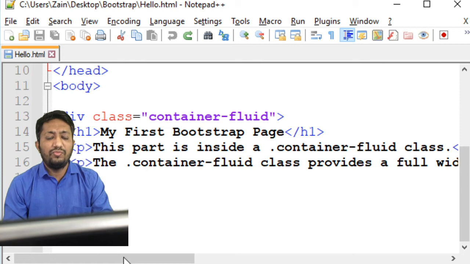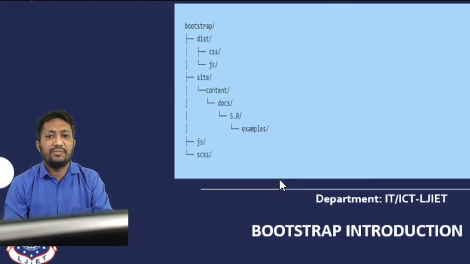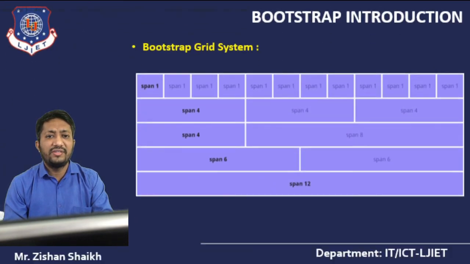Now let's move to the second portion of this part, which is all about the grid system. I already discussed that the page is divided into a number of columns, and basically it will divide it into 12 parts. Suppose you want to create this, how can we do that? Let's understand one by one.